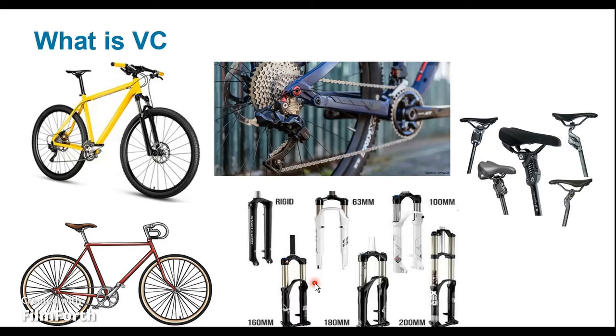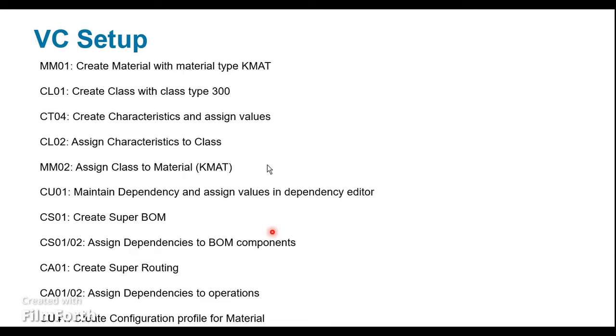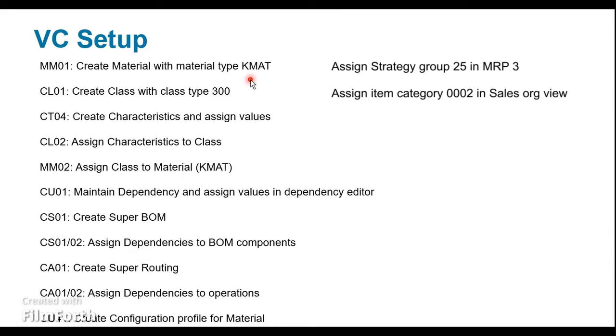And now let's see the procedure and the steps to be performed in SAP to enable a variant configuration scenario. So in this slide, we can see the sequential transactions and also the steps that are to be performed in order to enable the variant configuration setup. So the first one is to create the material master for the finished product with the material type as KMAT. So whenever you are going to create a product that should be part of a variant configuration, you should always have the material type as KMAT.